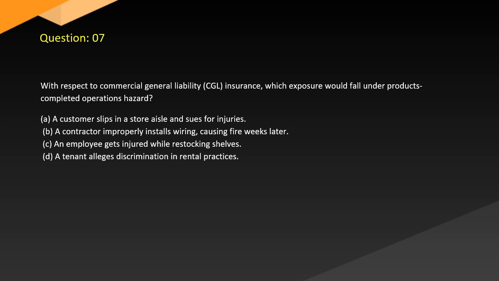Question 7. With respect to commercial general liability (CGL) insurance, which exposure would fall under the products-completed operations hazard? A. A customer slips in a store aisle and sues for injuries. B. A contractor improperly installs wiring, causing a fire weeks later. C. An employee gets injured while restocking shelves. D. A tenant alleges discrimination in rental practices.